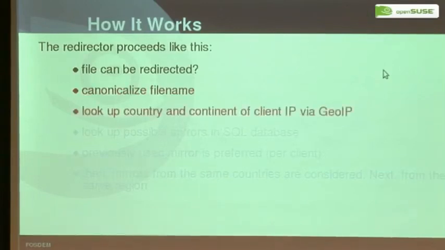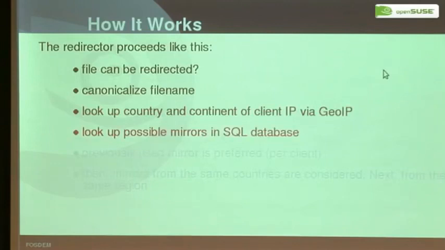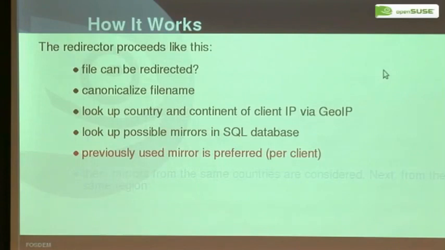Then the redirector looks up the country and continent of the client. Then it looks up possible mirrors for that client and sorts them by distance. Then it also makes note of previously used mirrors by that client. So it memorizes the kind of association between the client and the previously used mirror.